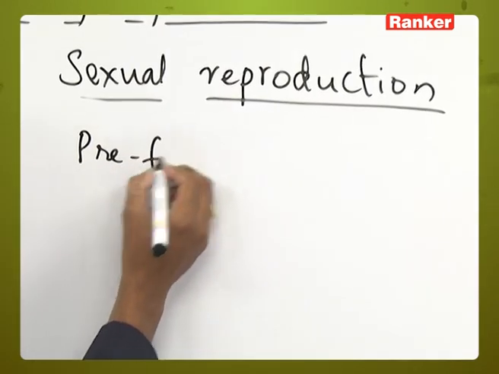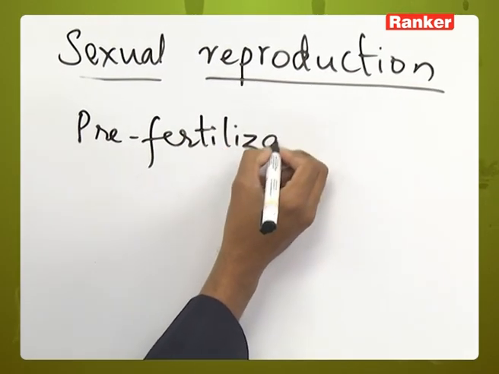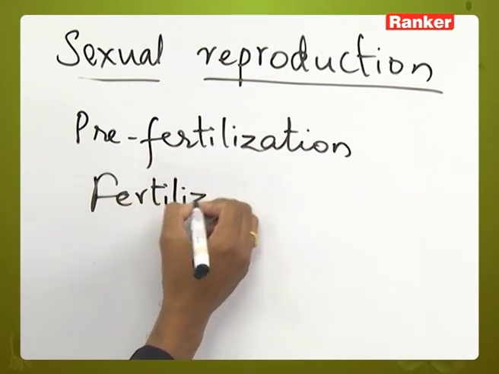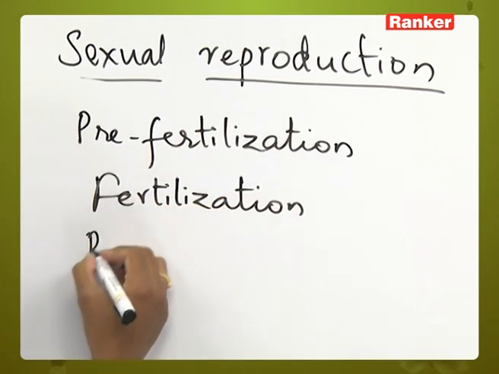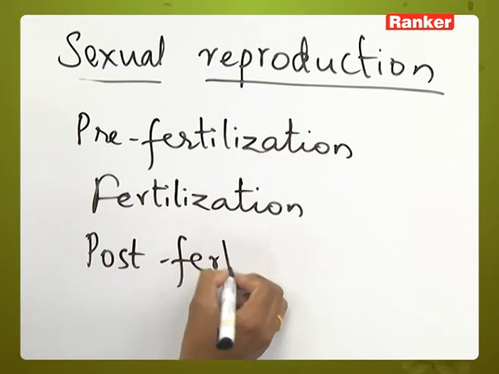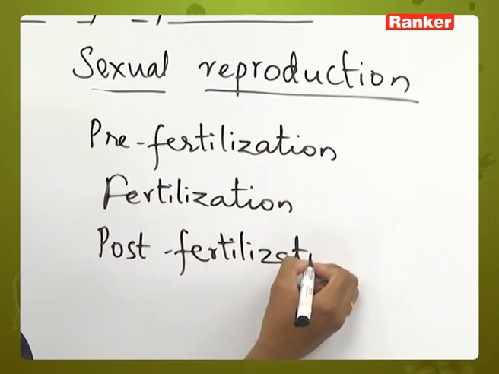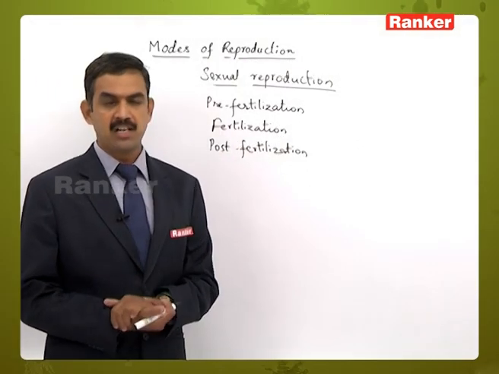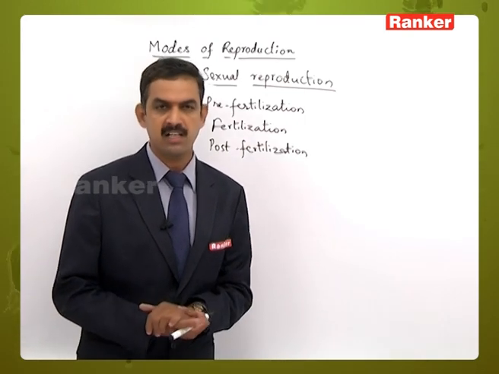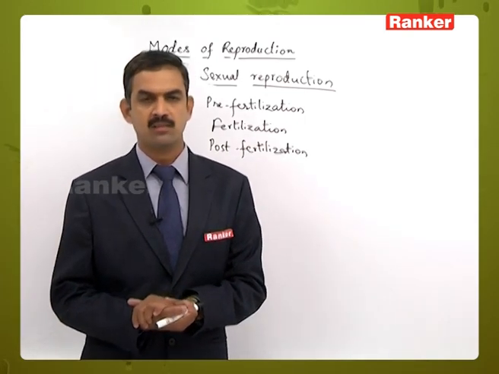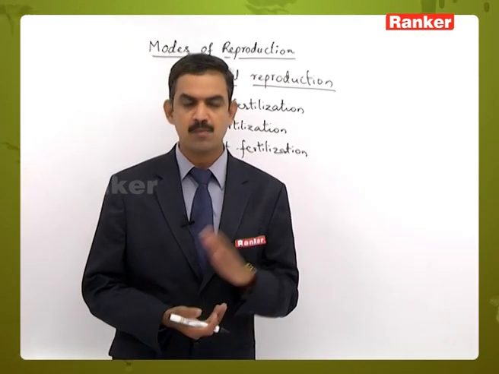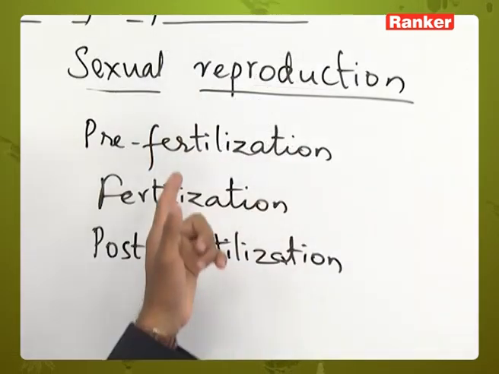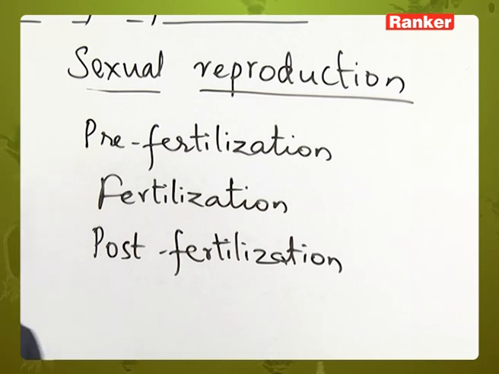One is pre-fertilization, fertilization and post-fertilization. Three stages. So let's start with the first one. In pre-fertilization, whatever changes are taking place in the plant are called pre-fertilization changes. That is pollination and formation of the gametes, gametogenesis, all that will be part of these pre-fertilization changes.